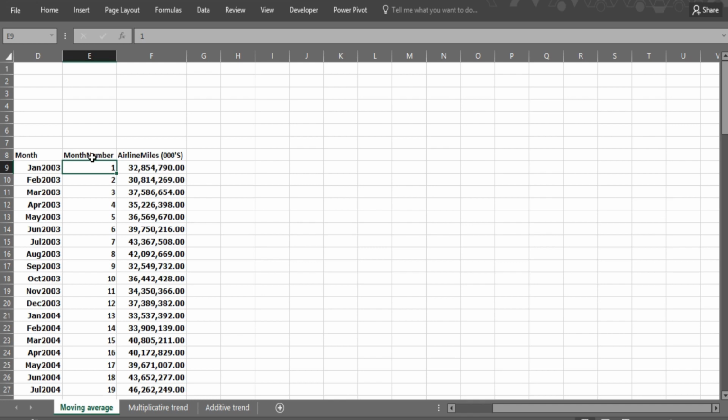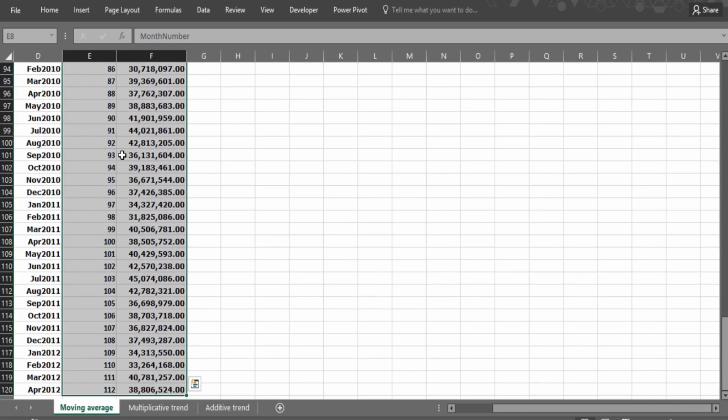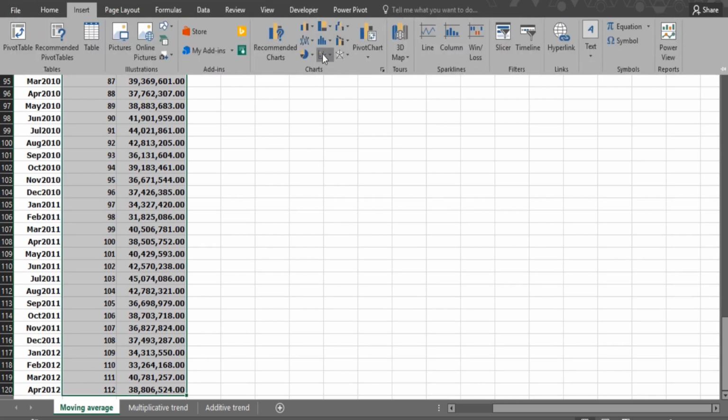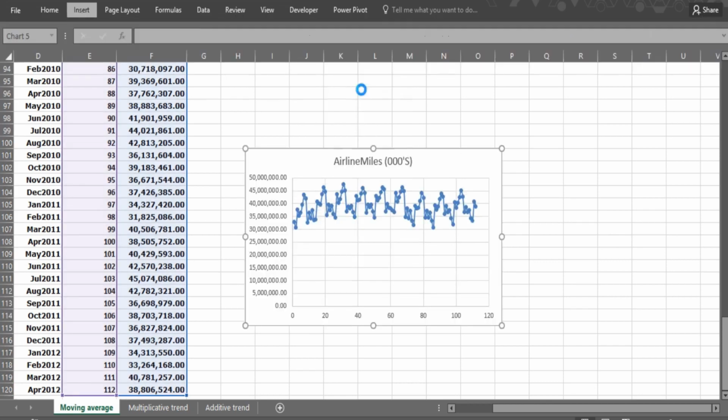Basically, a 12-month moving average with monthly data will smooth out the month-to-month variation and eliminate seasonality, because you'll have one month from each month of the year. So then we can see what's going on. Select these two columns, which have our month number and our actual airline miles. And then we'll do this type of scatter graph.